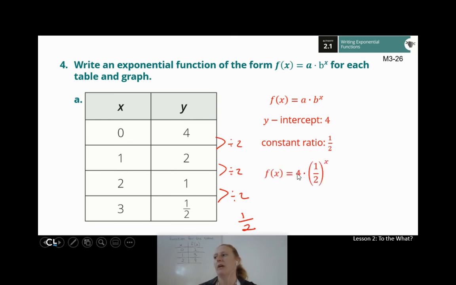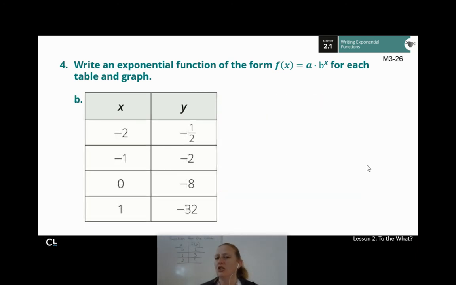And now I can write my function: 4 times (1/2) to the x power. Please remember, with it being a fraction, that you've got to have parentheses around that fraction, that it's (1/2) to the x power. You need parentheses around it so that the whole 1/2 is going with it.